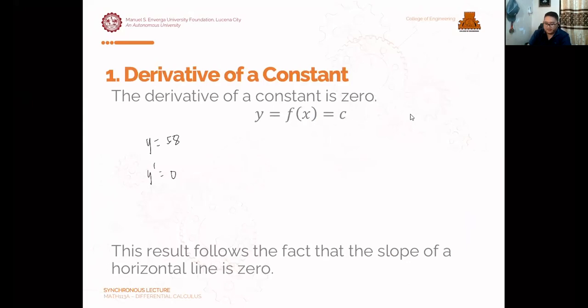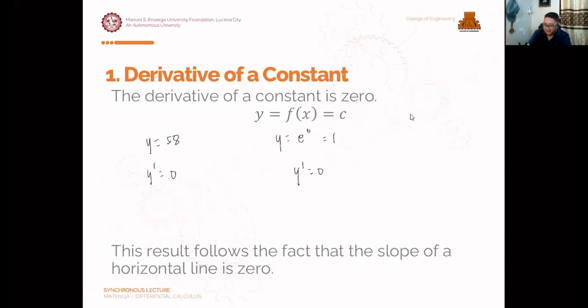Or let's say we have y is equal to e raised to 0. Okay? So, e raised to 0, or any number raised to 0, is equal to 1. And when we get the derivative of 1, that is equal to 0. So, number 1 is basic: just remember that once we see a constant and we are getting its derivative, that is always equal to 0. Okay? These results follow the fact that the slope of a horizontal line is 0.